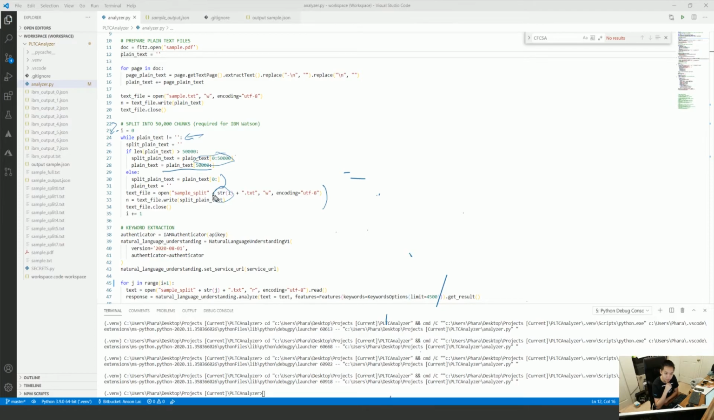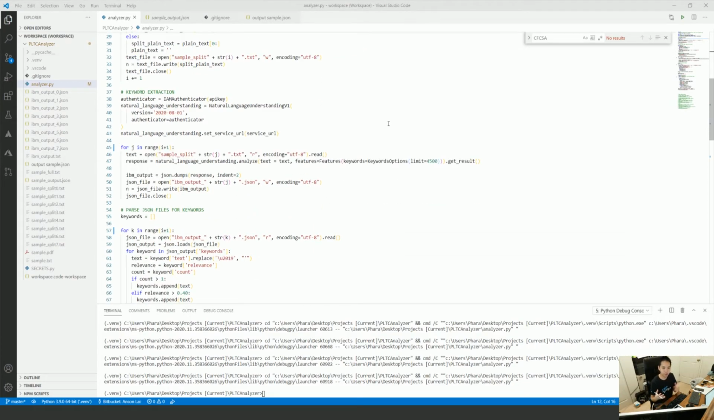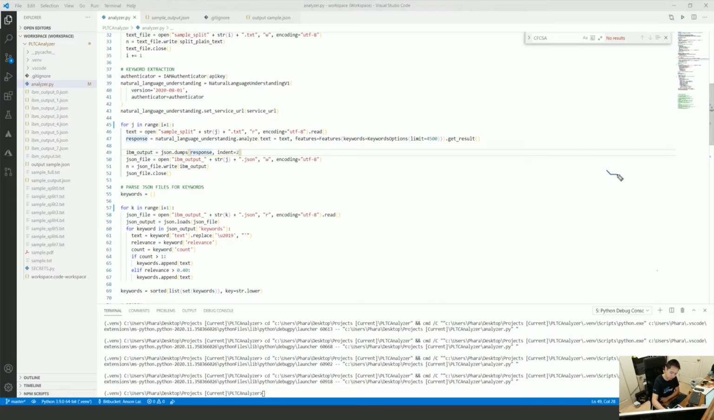Okay, now, once we have that, we start doing the keyword extraction. Really, we aren't doing anything ourselves. What we're doing is just getting these 50,000 character batches and giving it over to IBM to read. And so we open up each individual file.